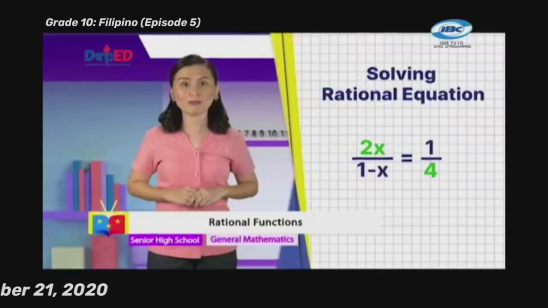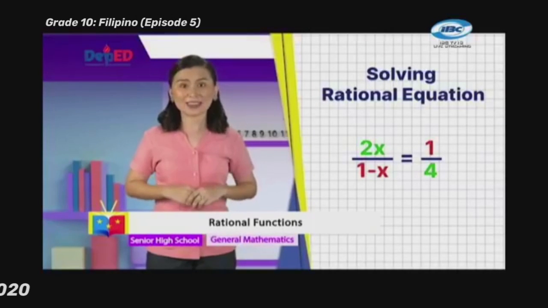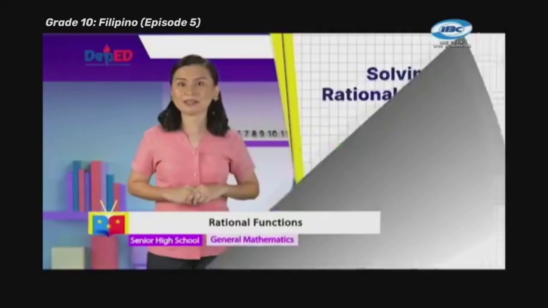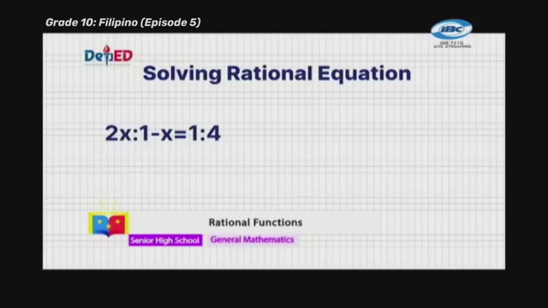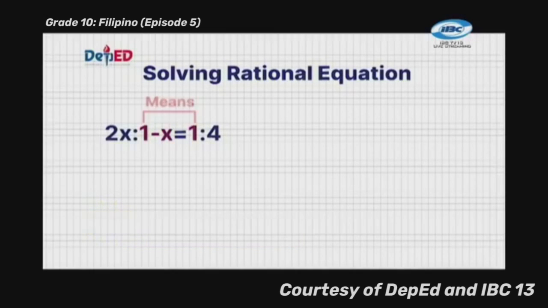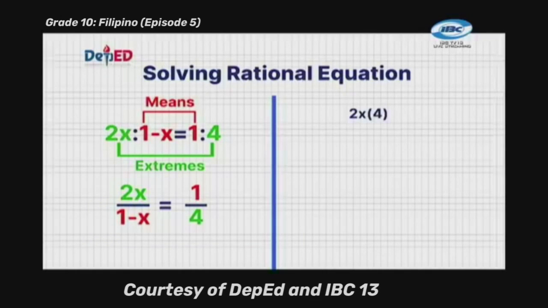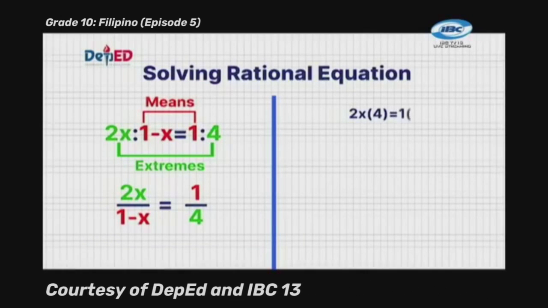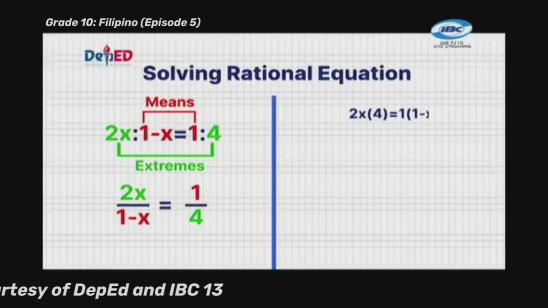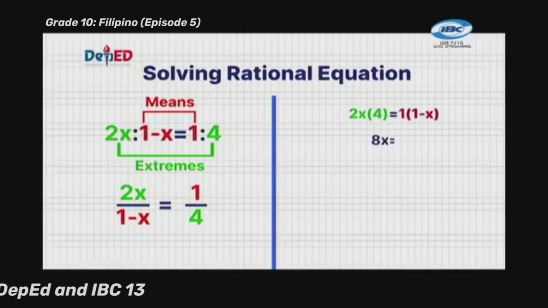Solving the rational equation and inequality. Having the equation 2x over 1 minus x equals 1/4, we can have the product of 2x and 4 be equal to the product of 1 and 1 minus x. Where did we get this? 1/4 can be written as a proportion. So it can be written as 2x is to 1 minus x, which is equal to 1 is to 4.